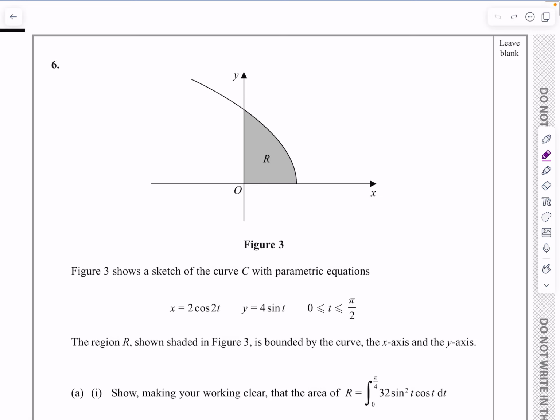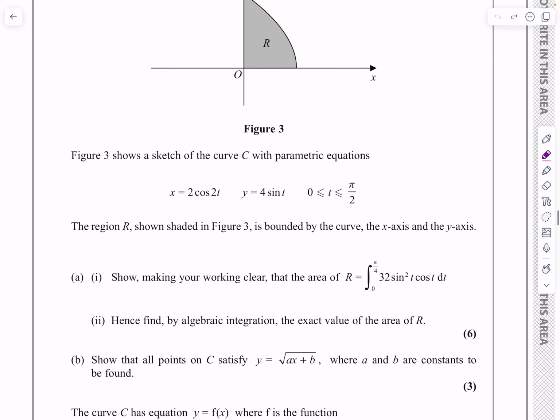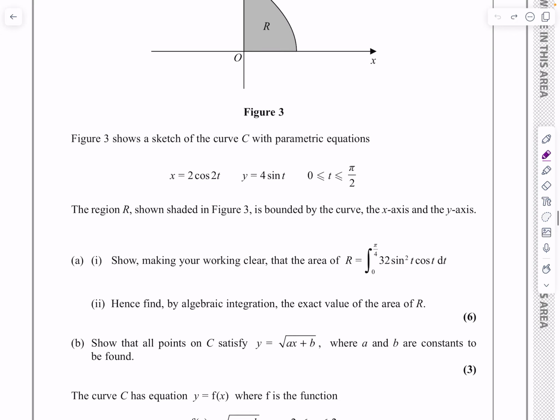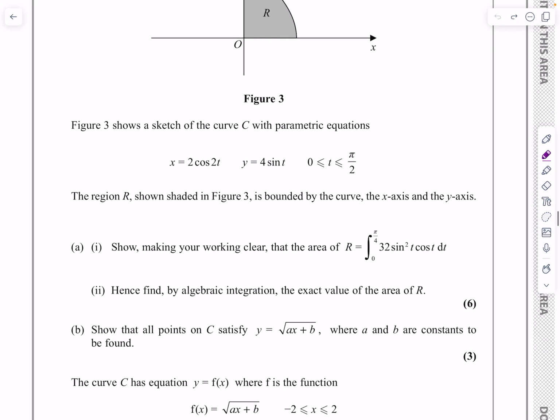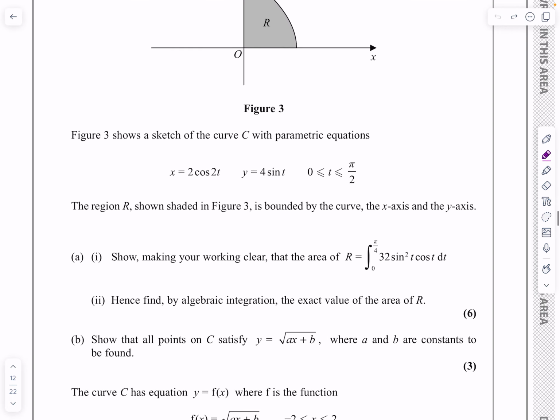Okay, this is the January 2021 paper. It's question number 6, and this is an integration question. In particular, we're going to be finding the area under a curve which has been defined parametrically, but we'll have some integration techniques in there and some other parametric versions. Okay, let's have a look at this question then and just see exactly what we've got to do.